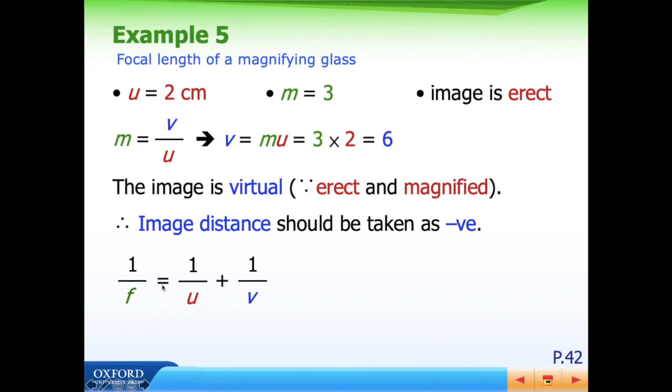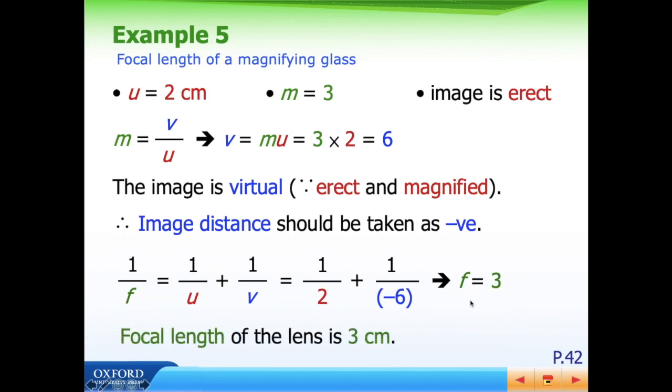So from here, if we are going to employ the lens formula, we have 1 over f is equal to 1 over u plus 1 over v. Therefore, substituting these values, take note that our image is virtual, so it is a negative value. Thus, our focal length is equal to 3 centimeter.